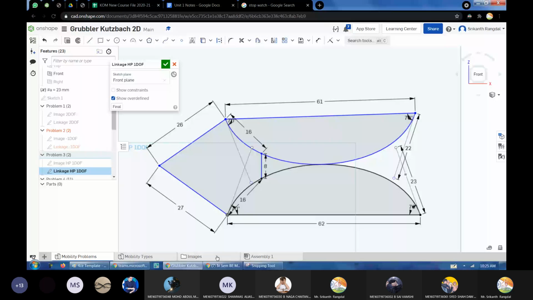So now that you know the number of links, number of binary joints, and number of higher pairs, you can go ahead and count. Can you repeat those links and joints again, sir? It was more understandable when you showed it here. Sorry.